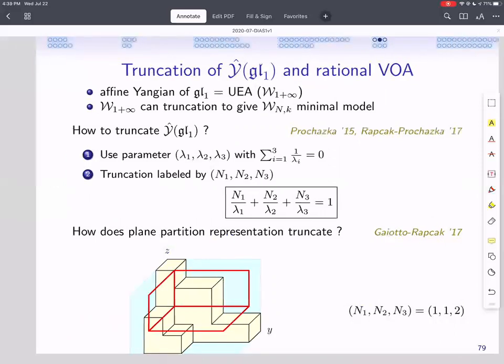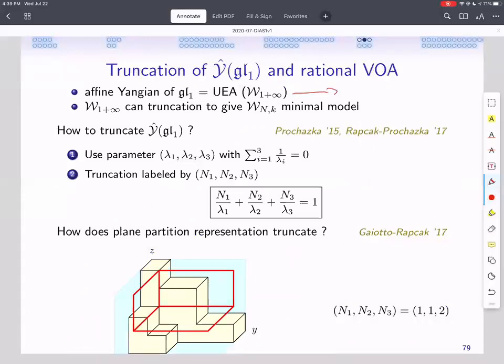So this affine Yangian of GL1 is equivalent to the W1+infinity algebra. If you mod out the U(1) and then truncate, you get WN. This appears in the original AGT conjecture: for the SU(N) group, the instanton partition function transforms as the conformal block of WN. It turns out this GL1 has not just this one truncation. It has a family of truncations labeled by 3 integers. At the level of the plane partition, you can obtain it by having an obstruction in the center of your room, where the corner is given by these 3 integers. The growing of the boxes has to stop at this corner.